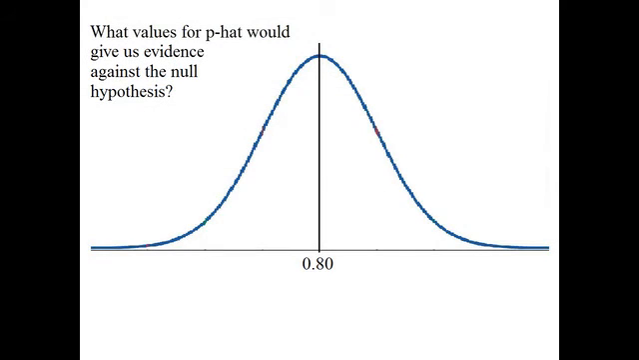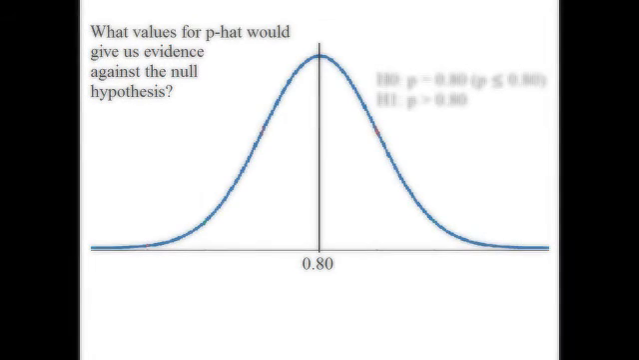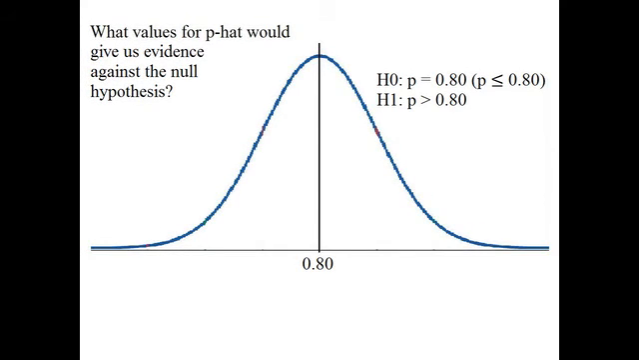So the next step would be to take a sample and calculate our sample proportion and see how that compares to the hypotheses. What values for p hat would give us evidence against the null hypothesis? In this case, anything that's below 0.8 would support the null hypothesis. And so if we were to build a confidence interval, the only values that would cause us to reject the null hypothesis would be in the right tail.